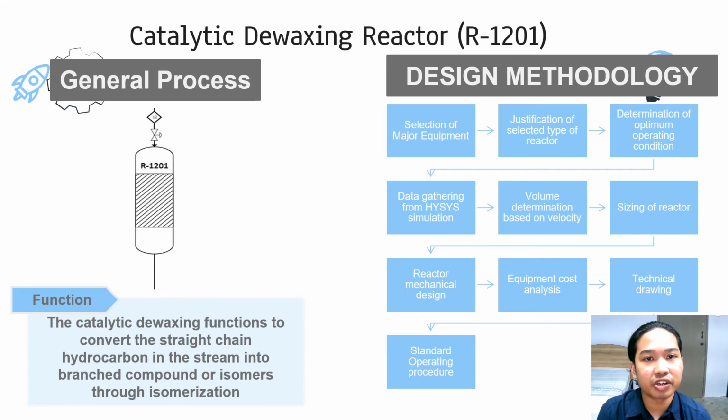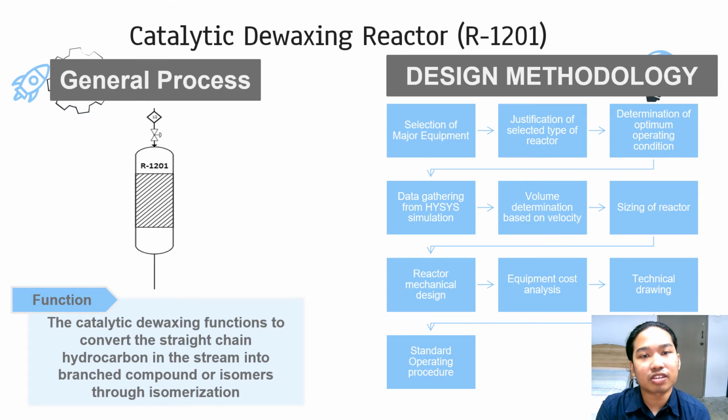Now, I will talk about the catalytic dewaxing reactor, which is R1201. The function of the reactor R1201 is to convert the straight-chain hydrocarbon into branched compounds or isomers through isomerization. This is to reduce the pour point of the stream and prevent it from crystallizing.